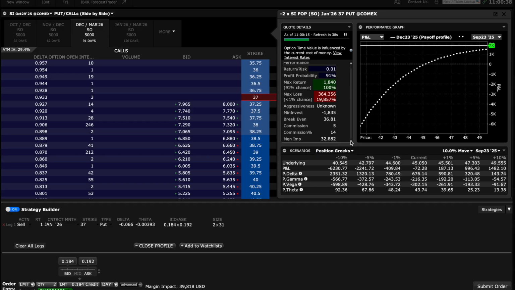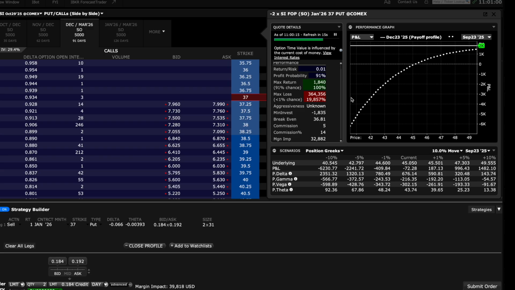I'll probably take 2 contracts just to be able to make 0.9% on the account on this position, which is not too bad. And you can probably make it pretty quickly. How many days? It will be 900 divided by 45. It should take about 18 days, give or take 18-20 days. So not too bad at all.